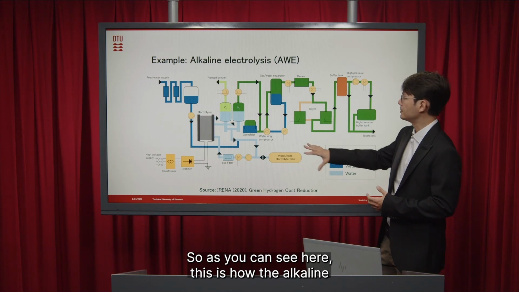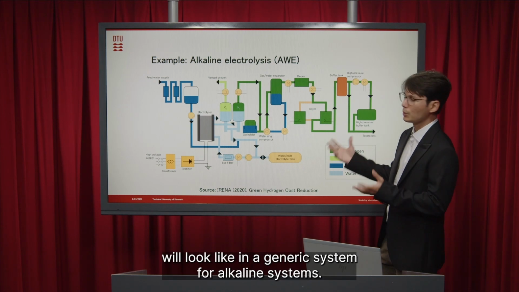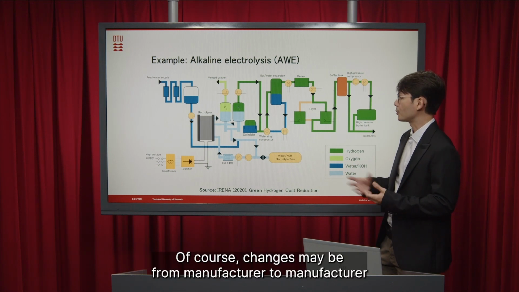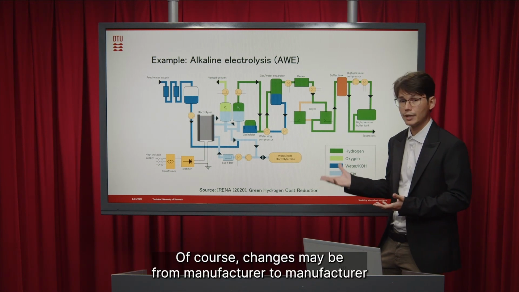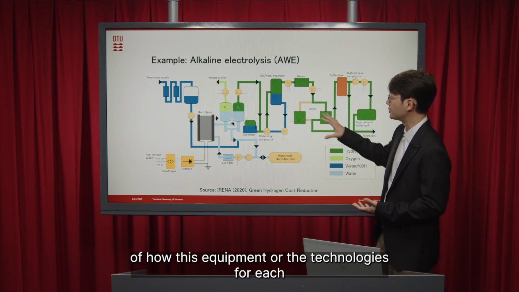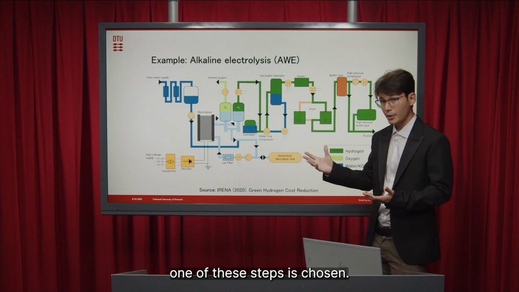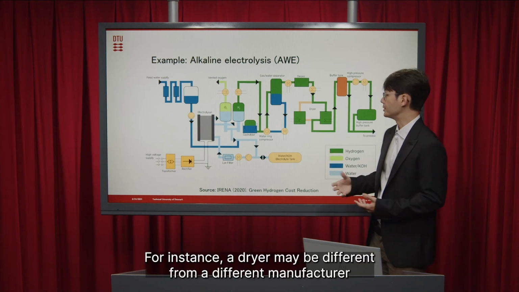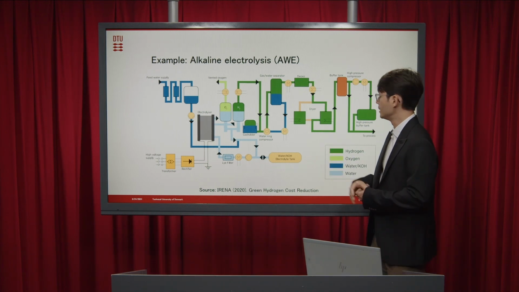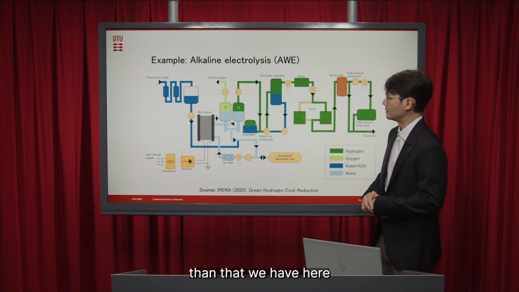So as you can see here, this is how a generic system for alkaline would look. Of course, it changes from manufacturer to manufacturer how the equipment or the technologies for each one of these steps is chosen. For instance, a dryer may be different from a different manufacturer than the one we have described here.